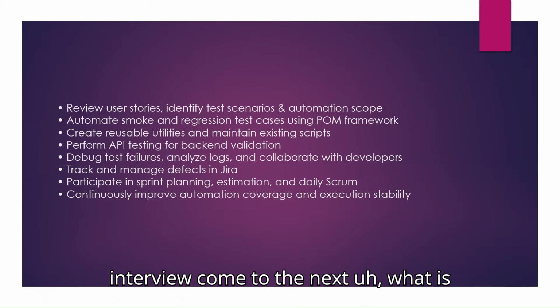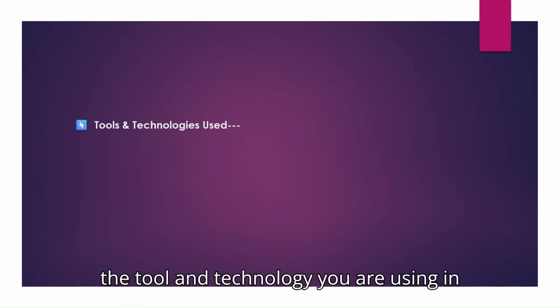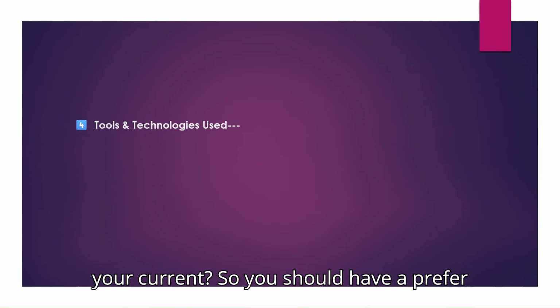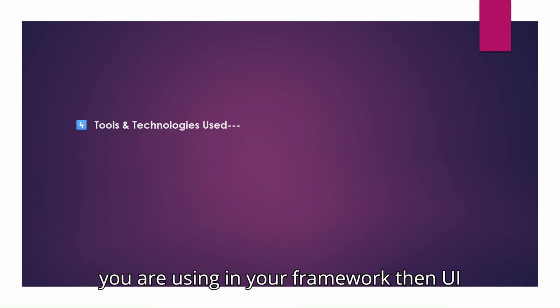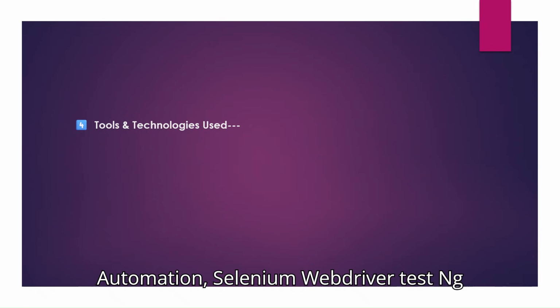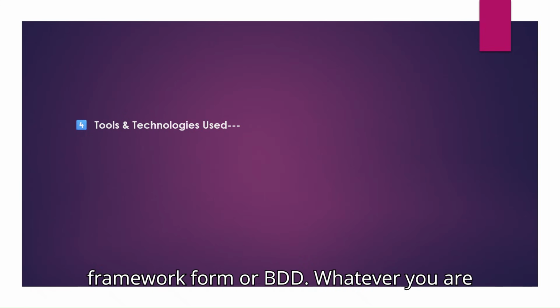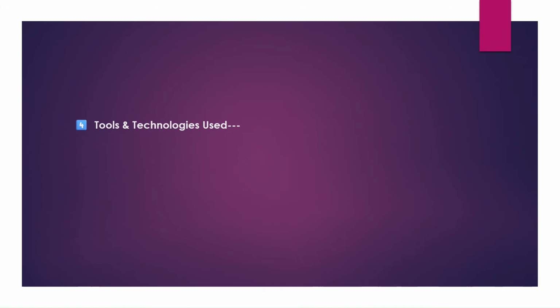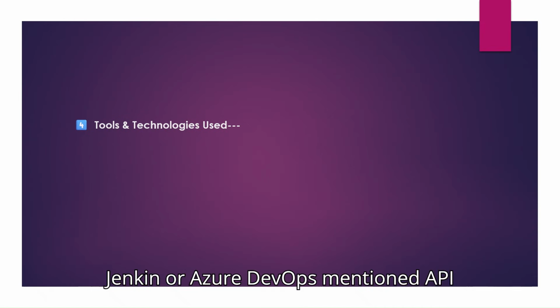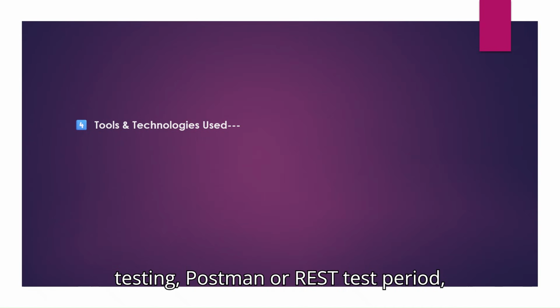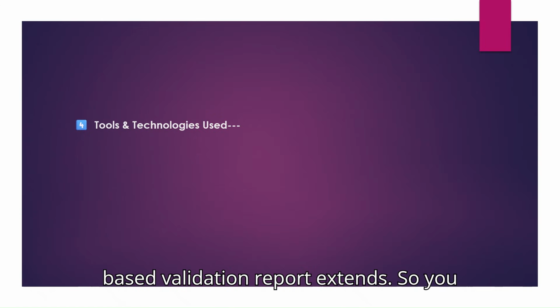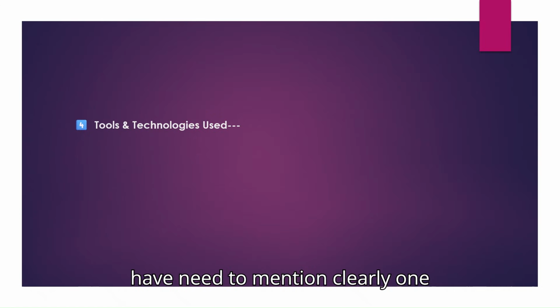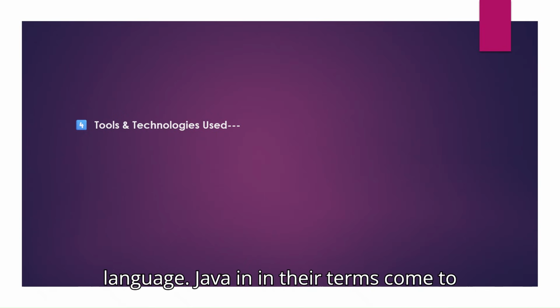Come to the next. What tools and technologies are you using currently? You should mention your preferred language: Java, C Sharp, Python, whatever you are using in your framework. Then UI automation: Selenium WebDriver, TestNG, framework POM or BDD, Maven, whatever you are using. CI/CD and version control: Git, GitHub, Jenkins or Azure DevOps, mention. API testing: Postman or REST Assured. Defect tracking: Jira. Database: SQL, basic validation. Report: Extent. So you need to mention clearly one by one. That will be helpful. Language: Java, in terms.